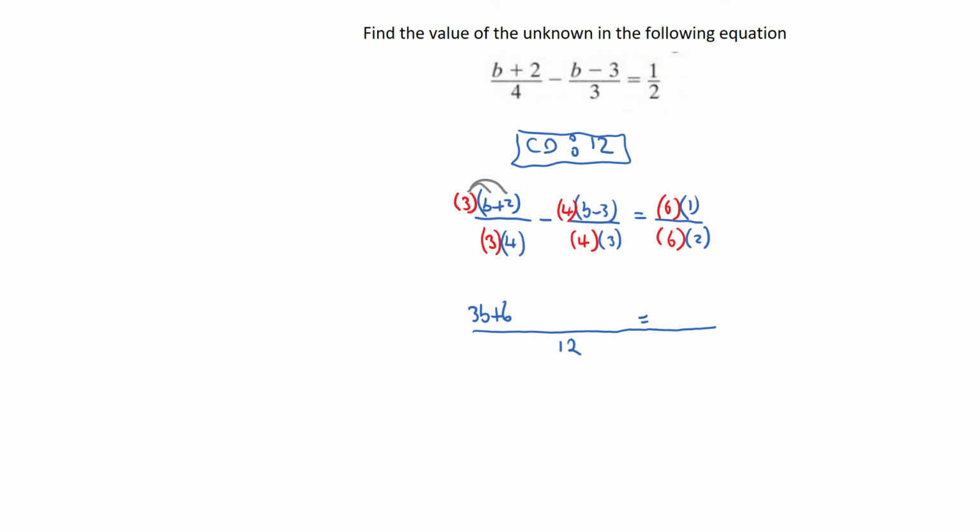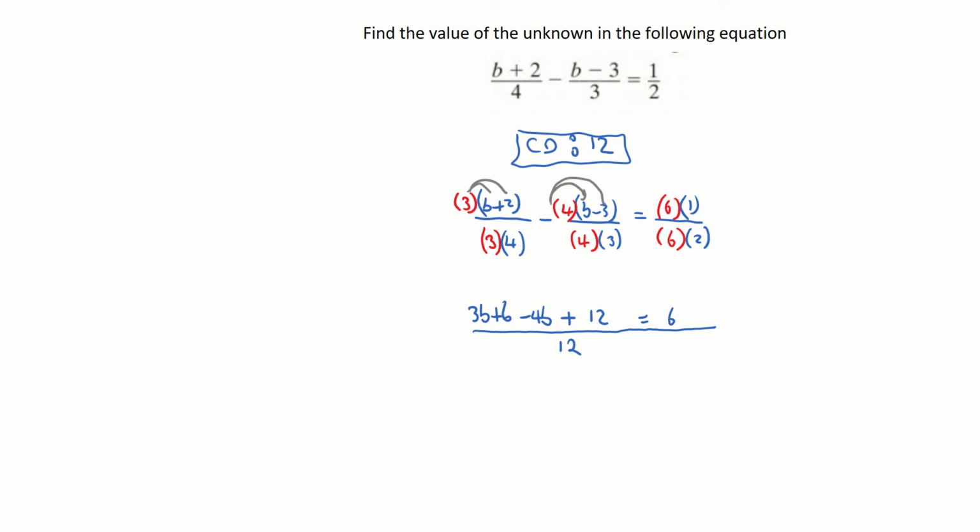plus 6. Now just be careful with these questions. When you have a negative here, that negative has to be taken into account. So imagine that it's actually saying minus 4. And what I'm doing now is multiplying the minus 4 into the b, which is going to give me minus 4b. And then I'm multiplying the minus 4 into the minus 3, and a minus by a minus will give you a plus, and 4 by 3 will give you 12. And on the right hand side of the equals, obviously 6 by 1 is 6.